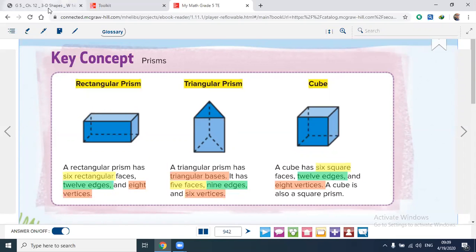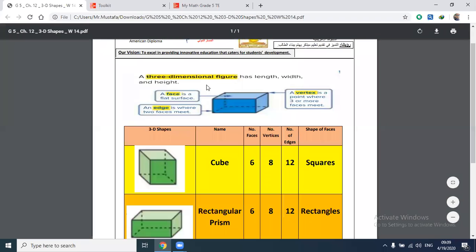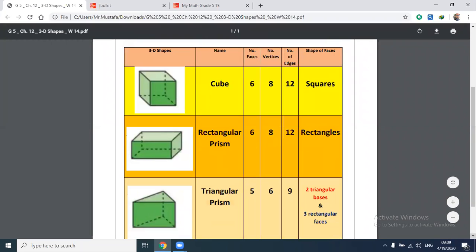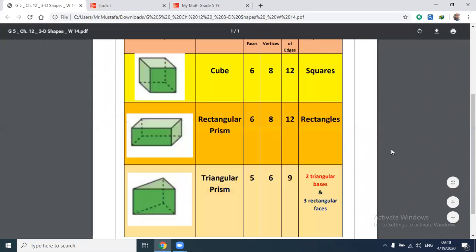Okay, I'm showing you the summary of the properties of the 3D shapes, the prisms. As you see here, this is the worksheet I already sent to you by WhatsApp: 3D shapes, name, number of faces, number of vertices, number of edges, shape of faces.